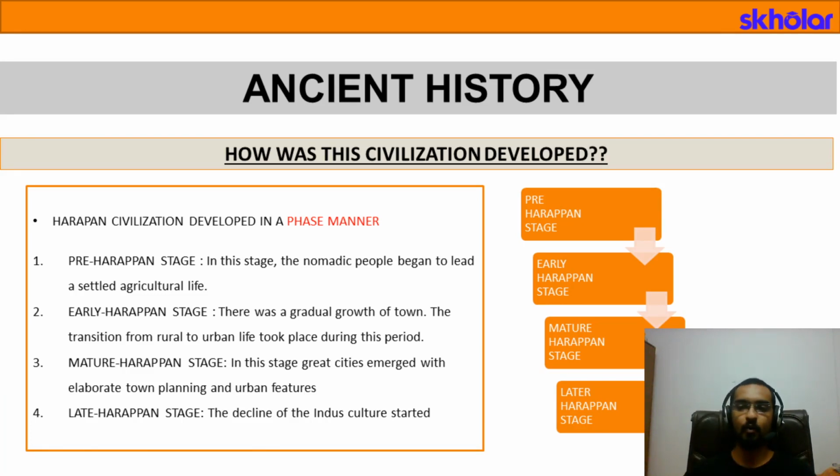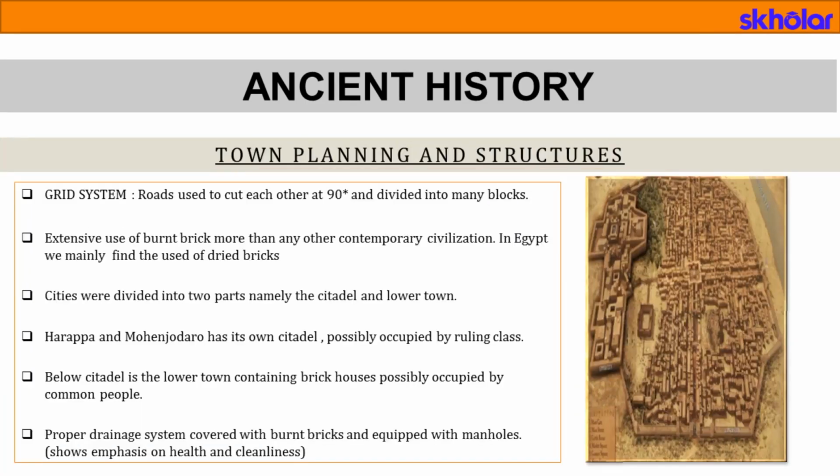So let's move on. Now let's take a look at the significant features which made this civilization the biggest and made it stand apart from the rest of the contemporary civilizations. First and the most striking feature of this civilization was its town planning and its big structures. So let's get on with town planning. The grid system of town planning was followed. The roads used to cut each other at 90 degrees and the town was divided into many blocks. As you can see in this image, these roads are cutting each other at 90 degrees. They are divided into blocks.